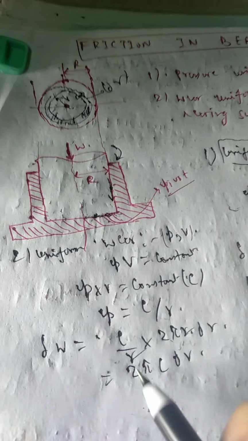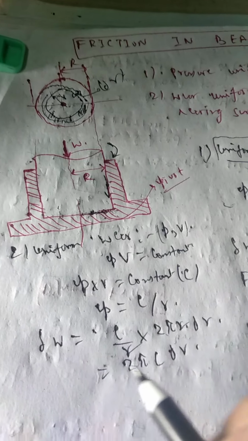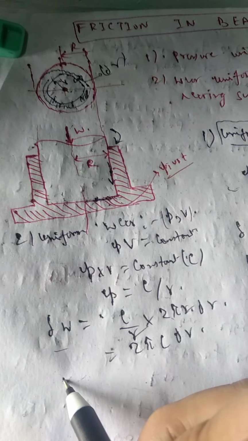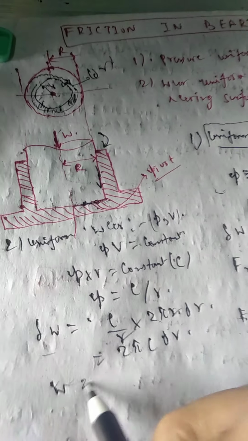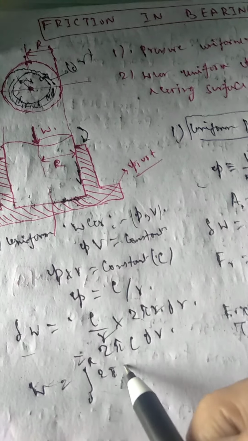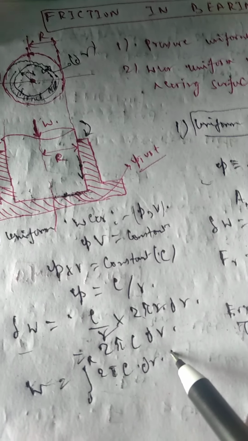Now we will integrate this load, dW, over the entire length from 0 to R. So W will be the integral from 0 to R of 2 pi C into dr. So this will come to be 2 pi C R.